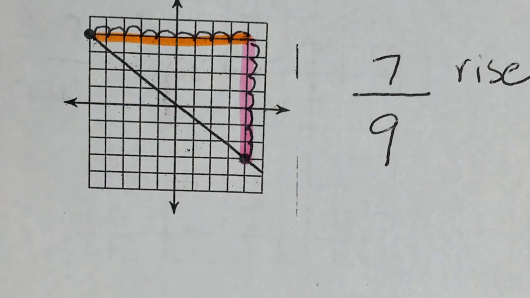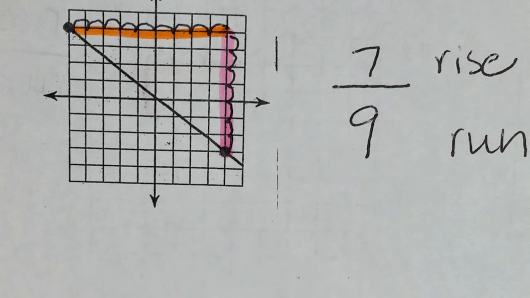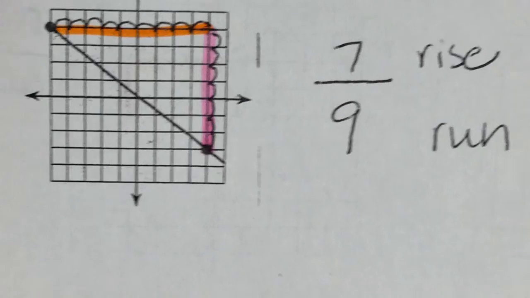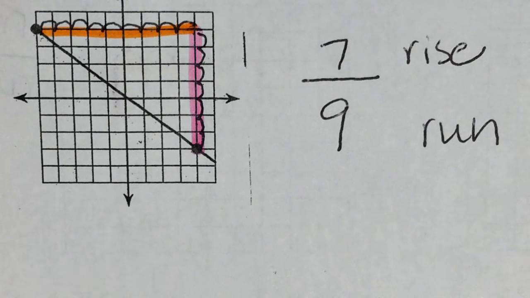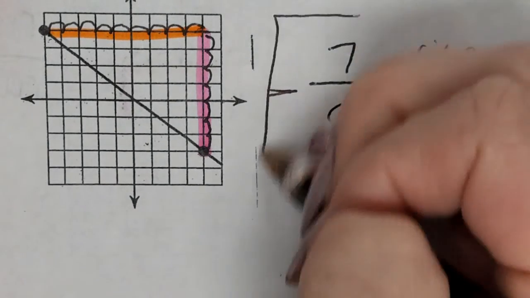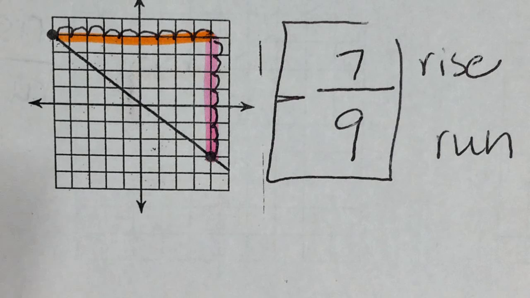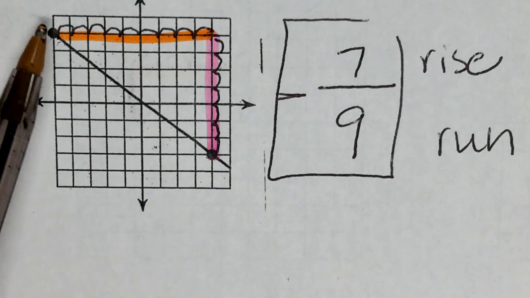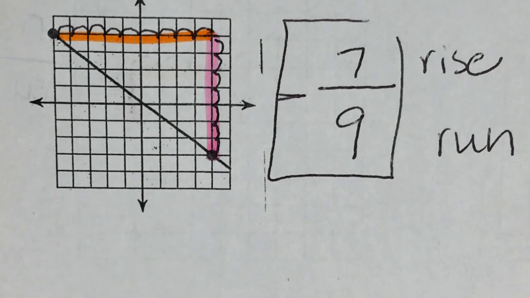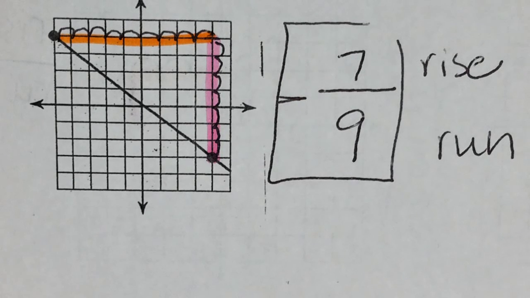Is my answer correct? No. Absolutely not. Why is my answer wrong? If I forget that negative sign, the whole problem is wrong. I have to know, is my slope going up from left to right or down? It's going down, so it's negative.